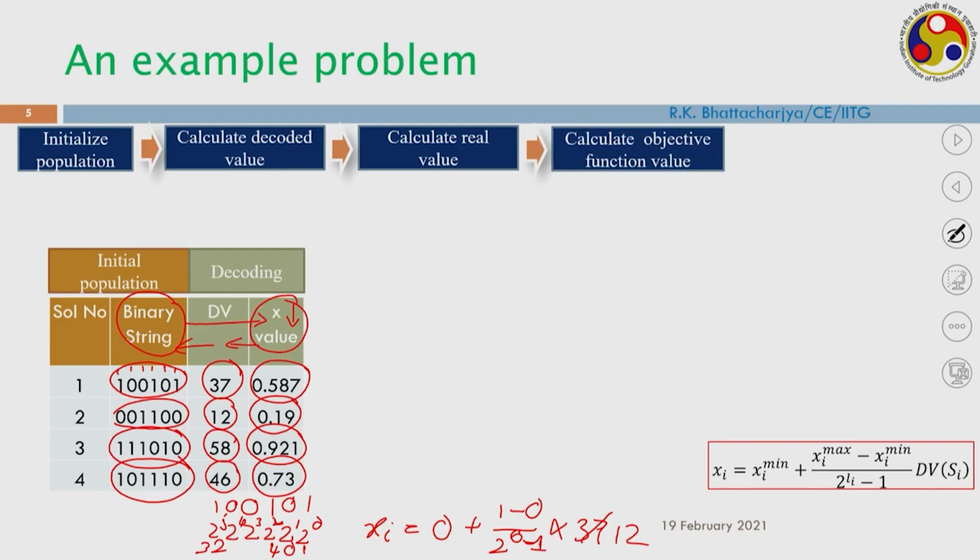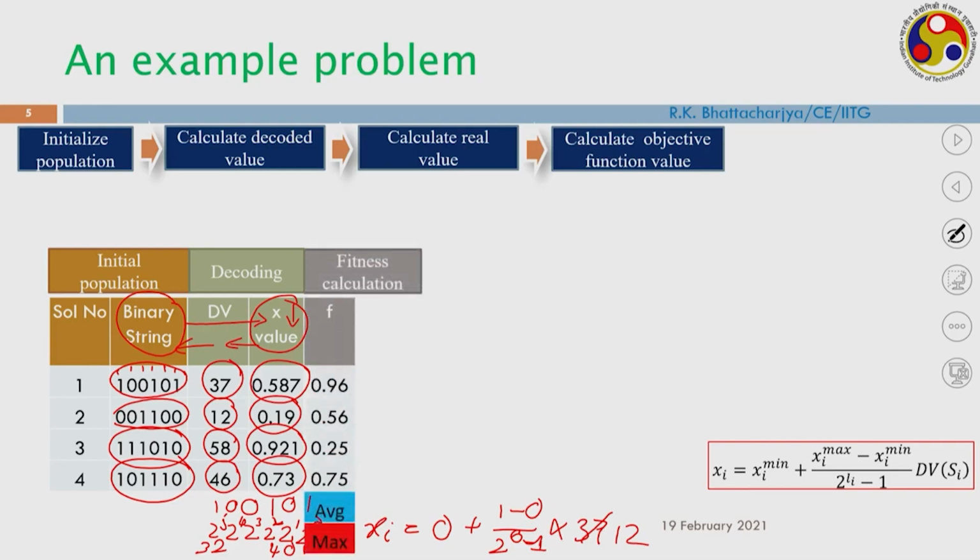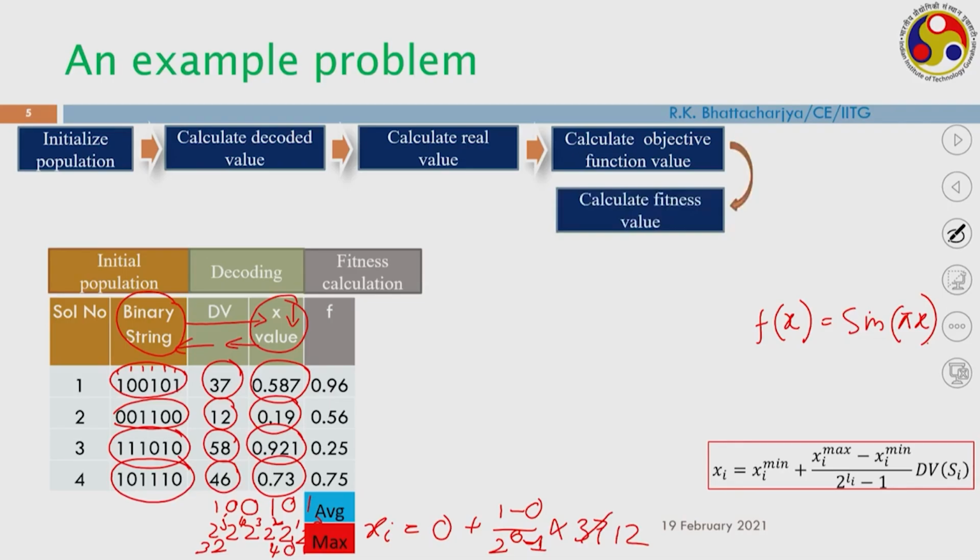Now, next is the calculation of the objective function value. So, you just calculate it. What is your function? The function is f(x) equal to sin(pi x). So, this is your function. If you put x equal to 0.587, then you should get 0.96. For 0.19 you should get 0.56, for 0.921 you should get 0.25, and then 0.75.